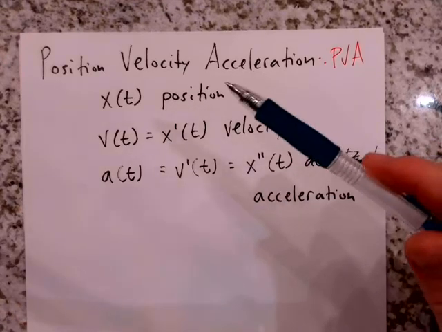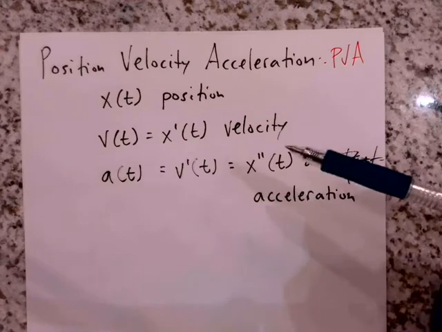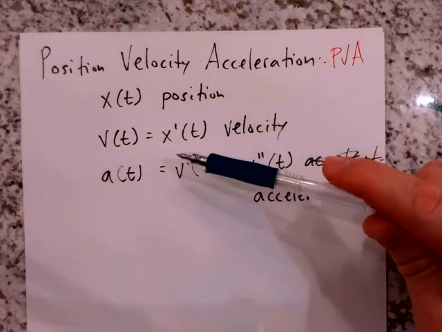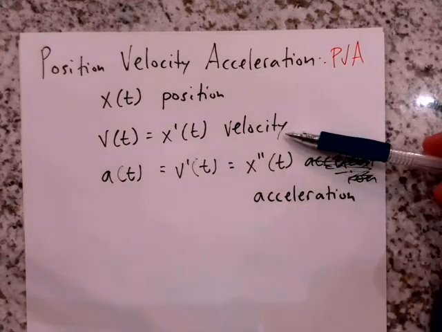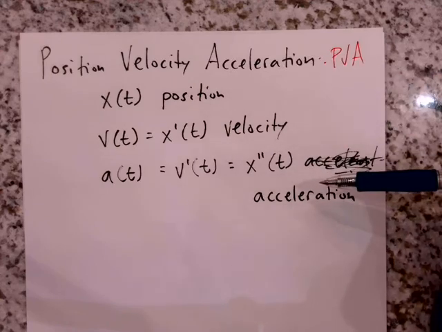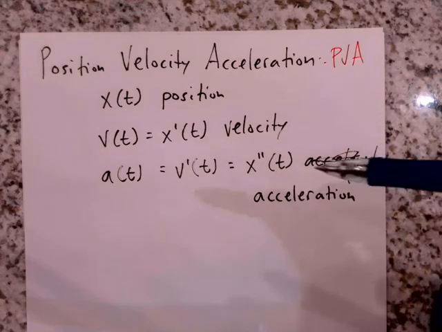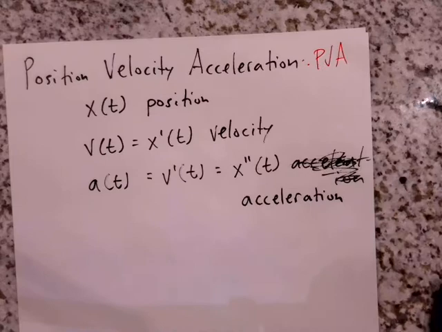So if you have a function that gives position, x of t, then when you differentiate that function, it gives you velocity, because velocity tells you how fast position is changing. Like if your velocity is 15 feet per second, you're going 15 feet every second.